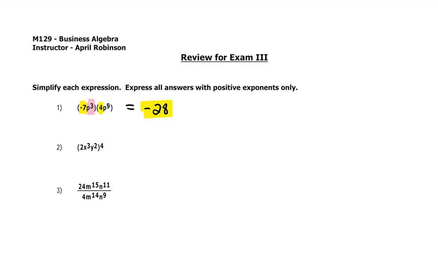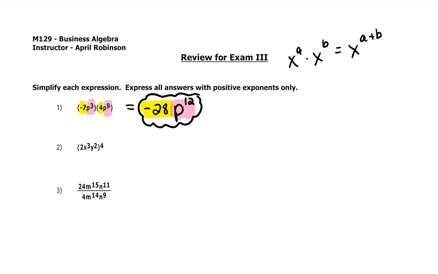But then I'm going to take this p to the 3rd times p to the 9th, and that's going to be my term here, or my variable. And when you're doing that, you have to use the rule that says x to the a times x to the b equals x to the a plus b. And so p to the 3rd times p to the 9th is p to the 3 plus 9, which is 12. And that's your answer for the first one.